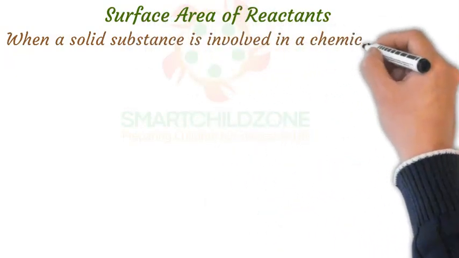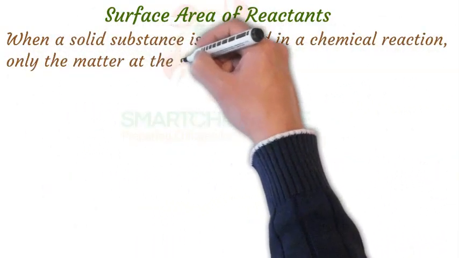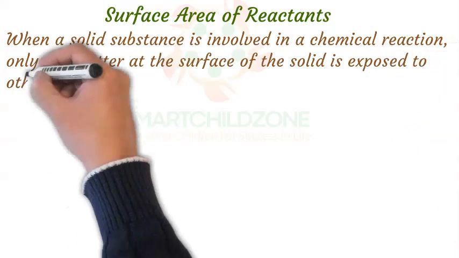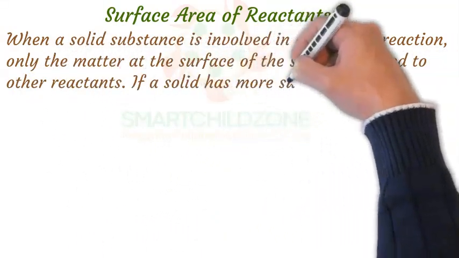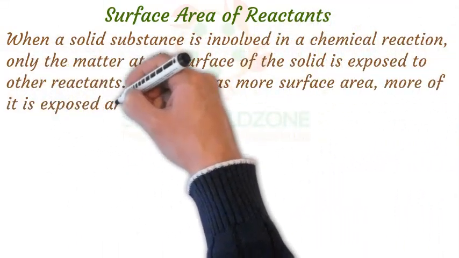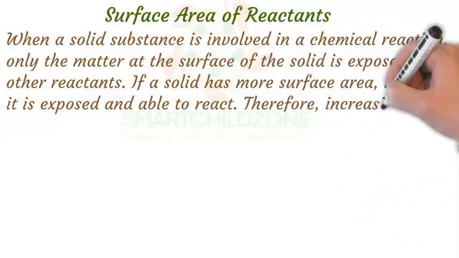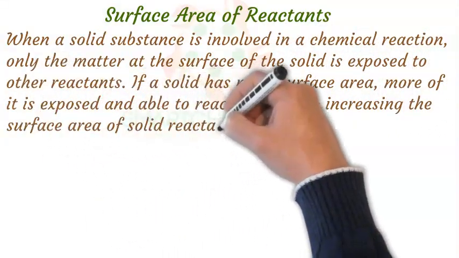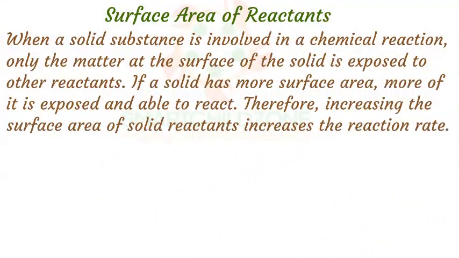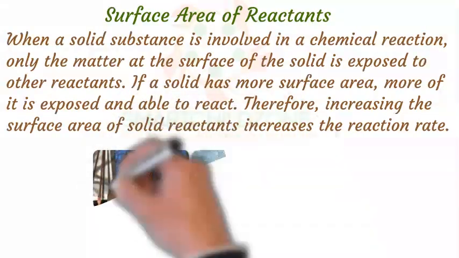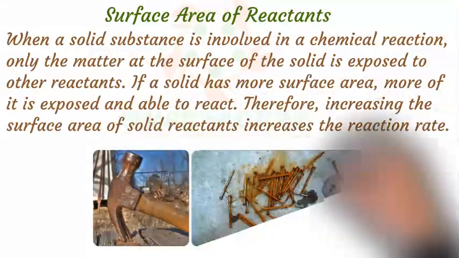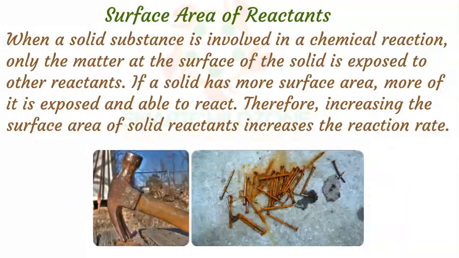When a solid substance is involved in a chemical reaction, only the matter at the surface can react. Look at the hammer and nails pictured in the figure below. Both are made of iron and will rust when the iron combines with oxygen in the air. However, the nails have a greater surface area, so they will rust faster.